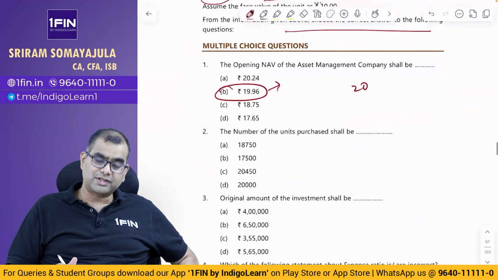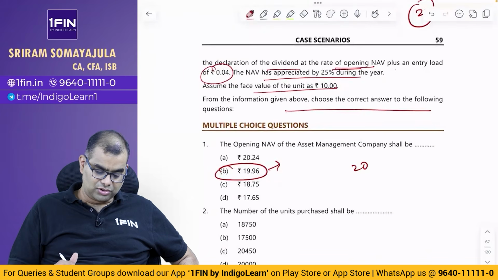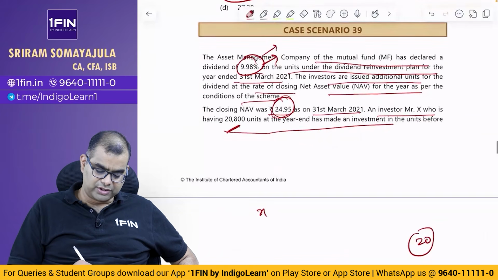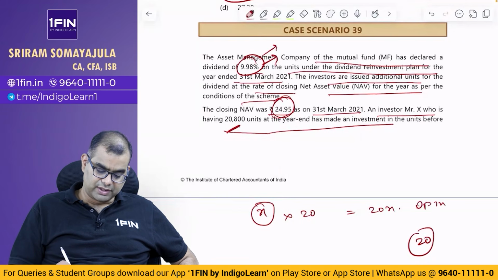But the number of units, at how much money he has put in, that we have to find out. So if you look at this question, let opening units be X, and he has invested at 20. So his total investment value is 20X. This one part is clear. This is the opening investment.